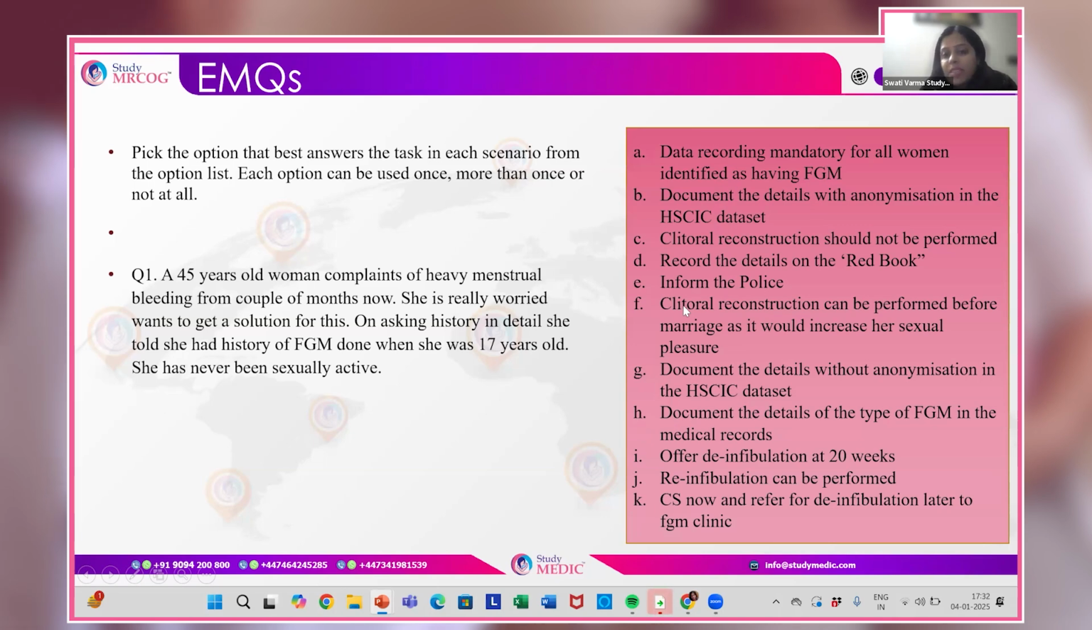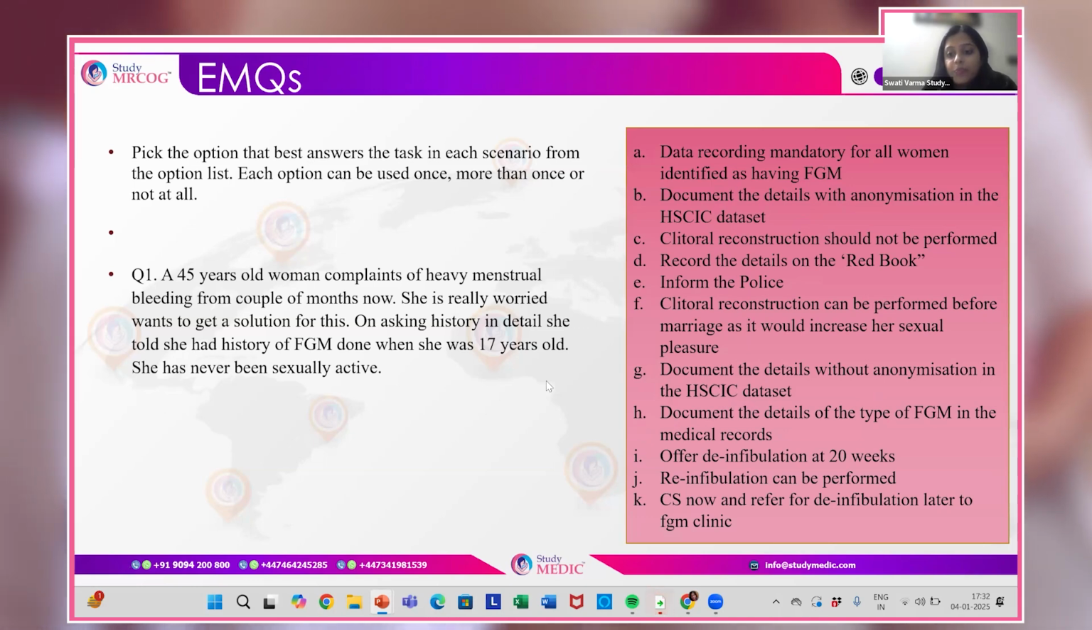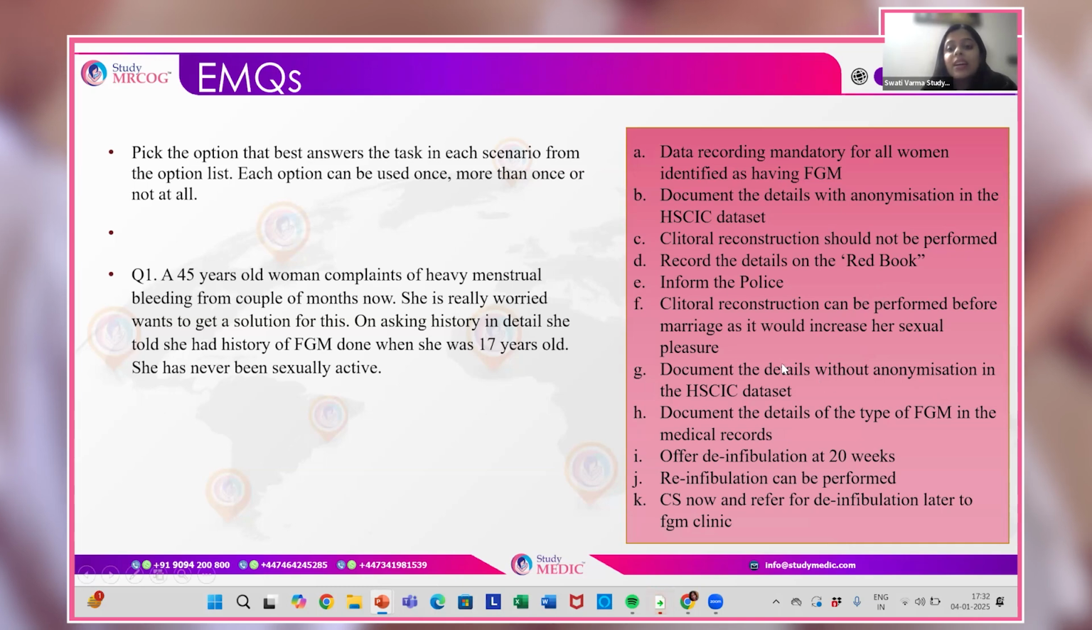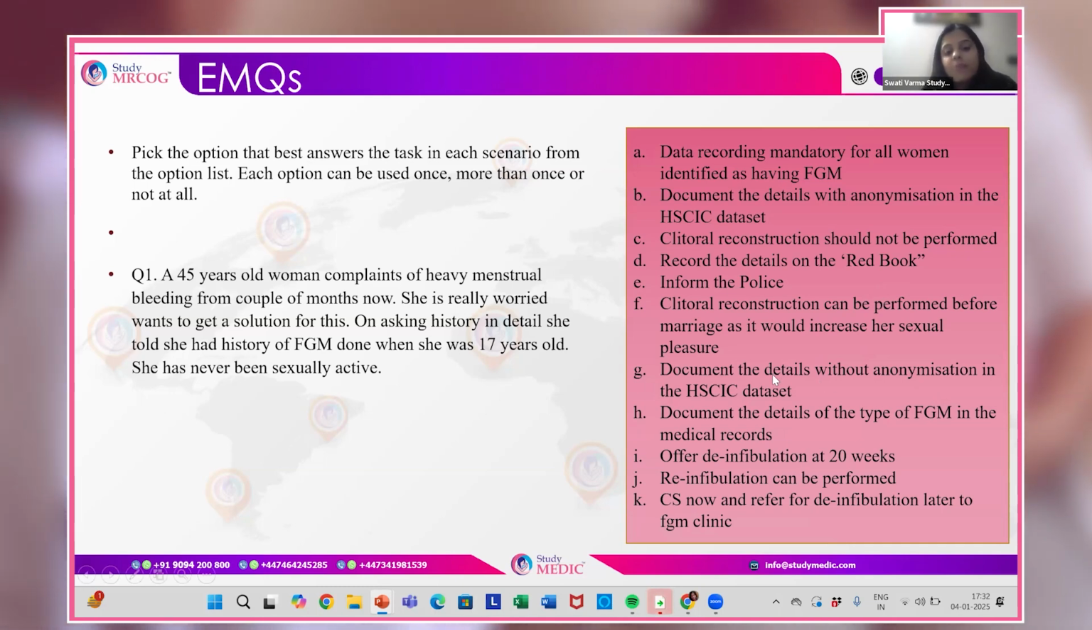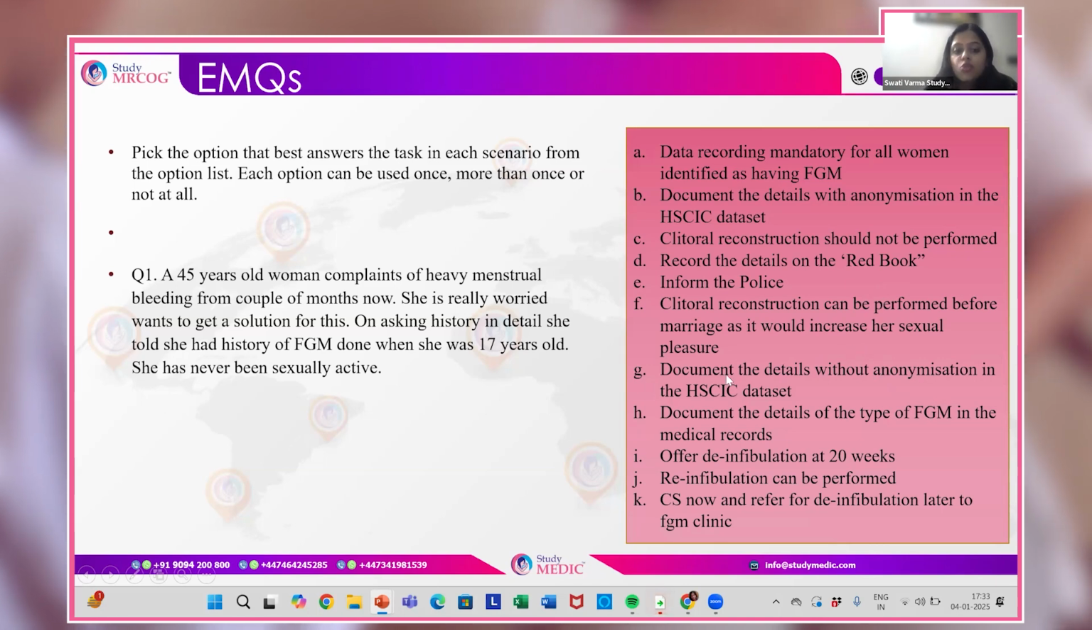So the best thing will be to record in HSC-IC dataset, because recording is always done in this. And we will always record without anonymization. We have to mention her details. Without anonymization, we have to put her name and all the demographic details so that the data isn't duplicated next time. Next time she again comes, we might land up documenting the same case again. So that's why we have to do it without anonymization. We have to mention her name and details. So this seems to be the best option.